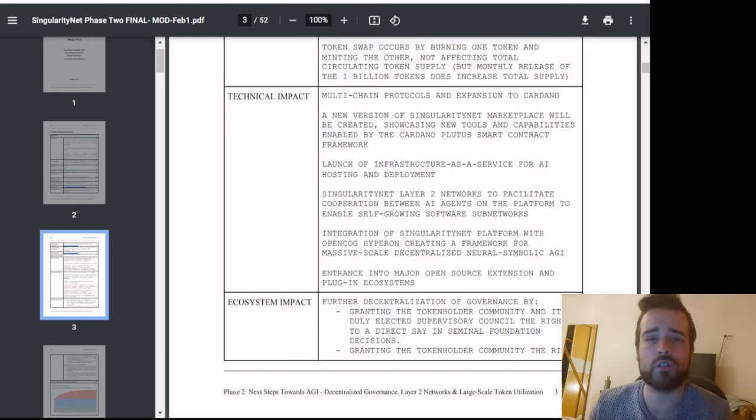It also included more decentralization with the development of governance and providing the token holders with the right to have a say in the most important decisions for the protocol. And token holders in themselves also get the right to a detailed financial report.